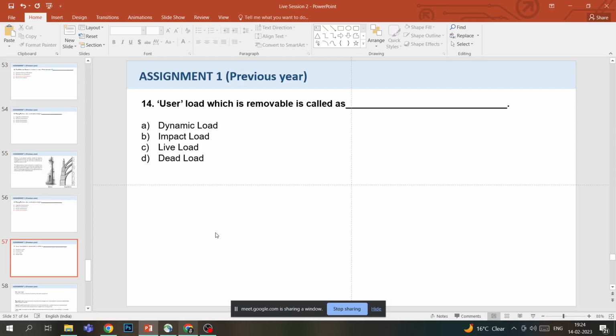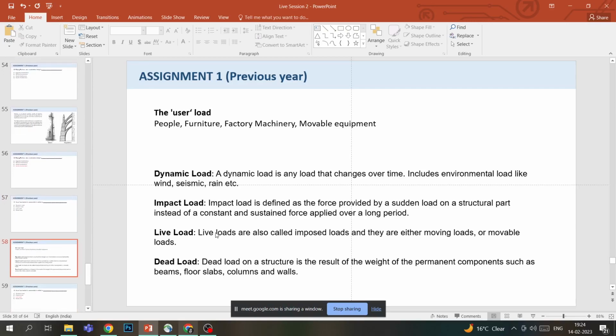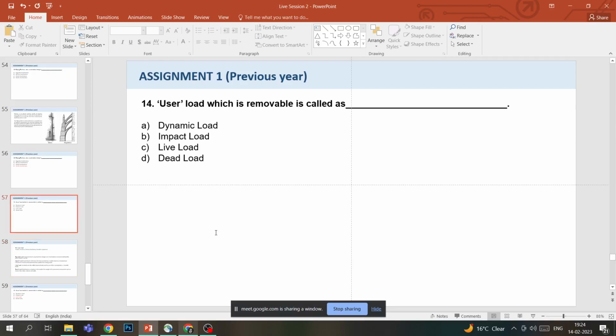Next question is, user load, which is removable, is called as dynamic load, impact load, live load, or dead load. So first of all, what is user load? User load includes people, furniture, factory machinery, movable equipment. And talking about all these four kinds of loads, I'll just define them so that you understand what these loads are.